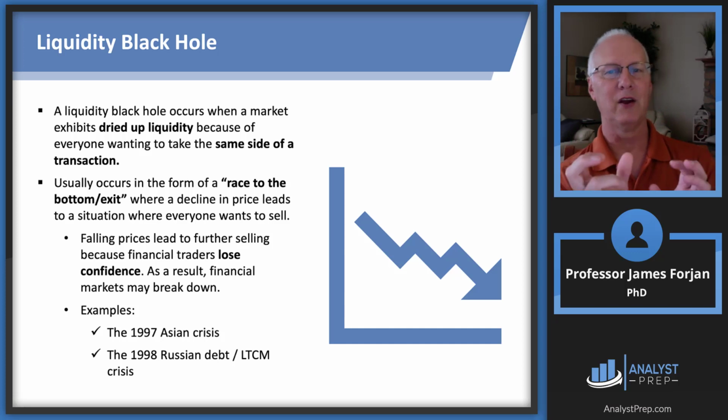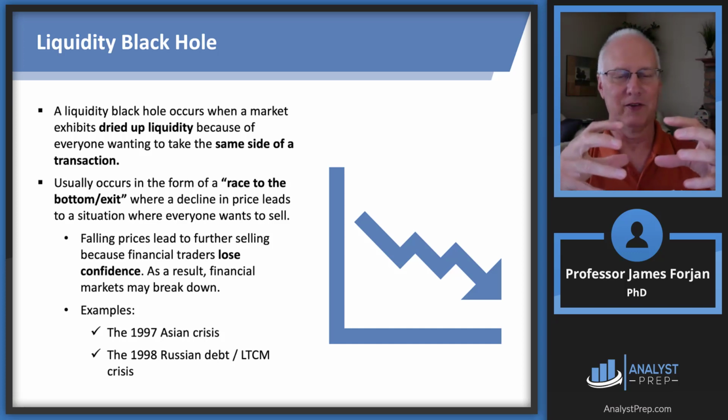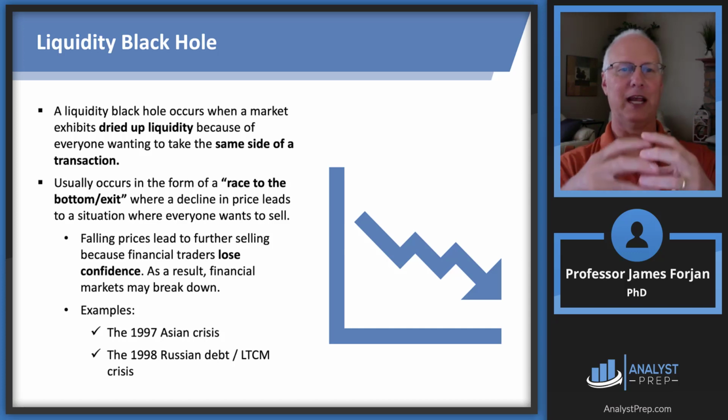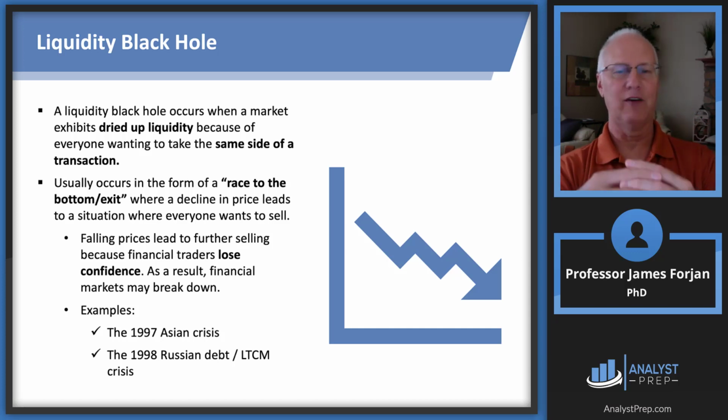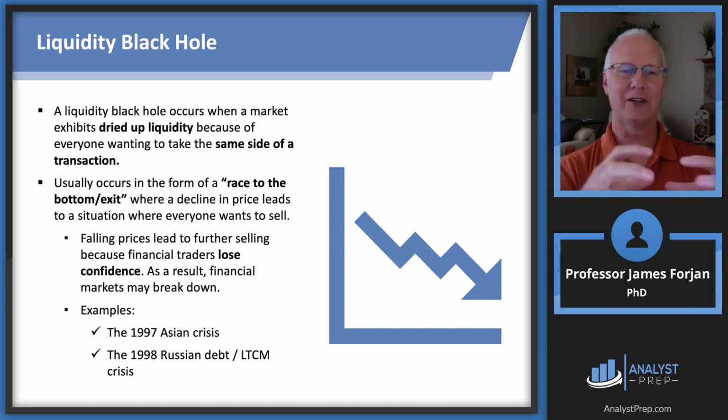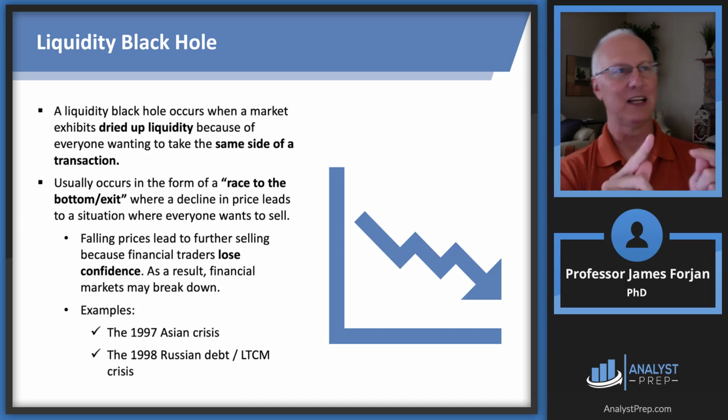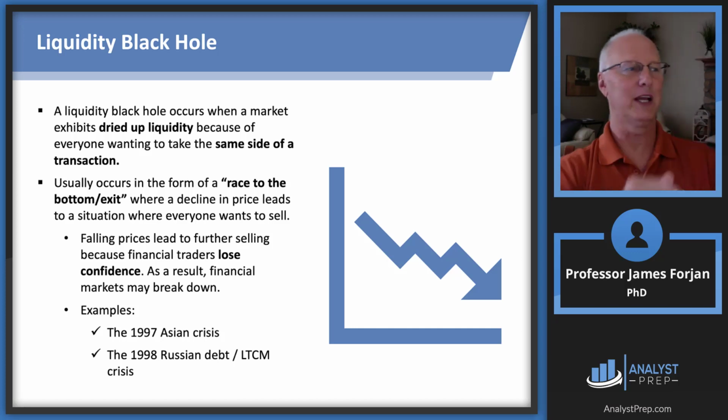So what are we saying here? You have this gigantic mass. Think about the gigantic mass as stuff on the balance sheet for a financial institution. And so that liquidity, can I sell a Treasury bill so I can meet my coupon payment over here? Well, if there's dried up liquidity, then I won't be able to do that. Race to the bottom or exit, where a decline in price leads to a situation where everyone wants to sell. Financial traders lose confidence, et cetera.